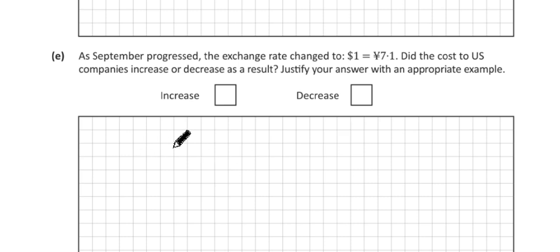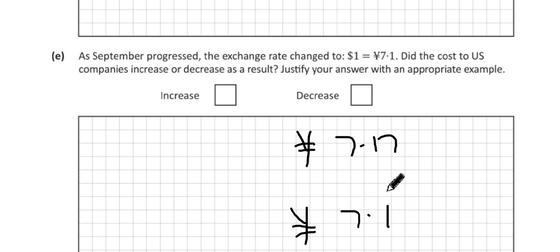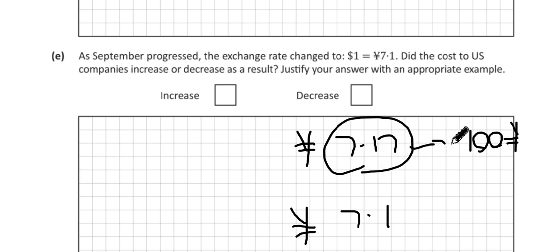7.17. Okay, let's think of it this way, okay? One day it's 7.17 and the next day it's 7.1. For argument's sake, make up a number that's easy. Imagine we wanted to buy something that was worth 100 Chinese currency. Okay? So let's divide it by the old currency exchange. So will everybody do 100 divided by 7.17?